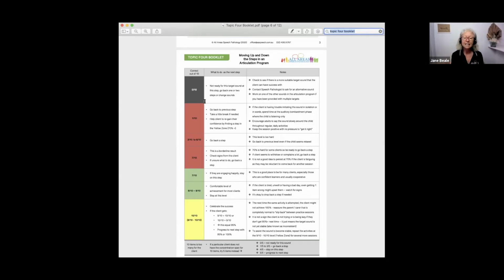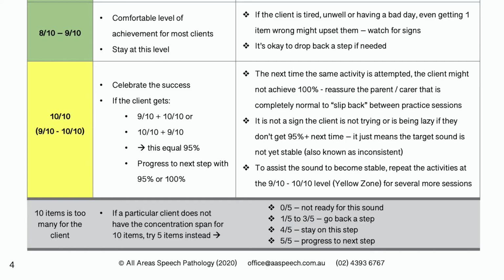And then we can see our yellow, 10 out of 10, or one time 9 out of 10, then 10 out of 10. It's the easy zone and you probably can go forward. But just take some time to read through that and you'll see that if 10 items is too many, then you could do 5 items and there's a little scale at the bottom of what to do.